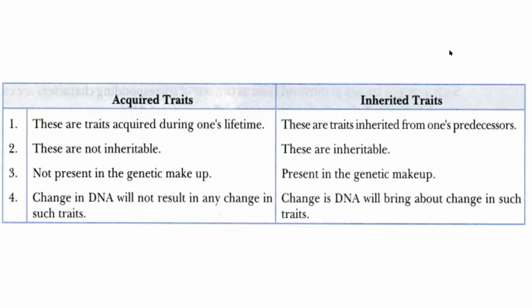Acquired traits and inherited traits, you can understand the meaning from the name. Acquired traits are acquired during one's lifetime. Inherited traits are what you get from your fathers or your predecessors, basically. You can't give your acquired traits to your offspring, but you can give your inherited traits to your offspring. Acquired traits are not included in the genetic makeup. We'll come back to this point.